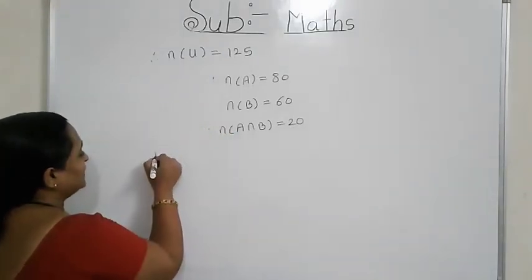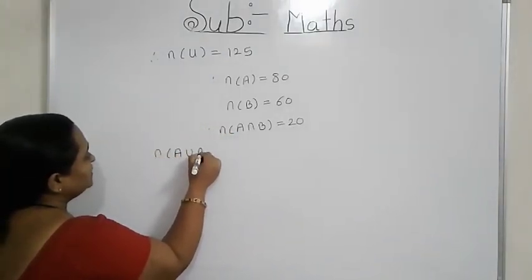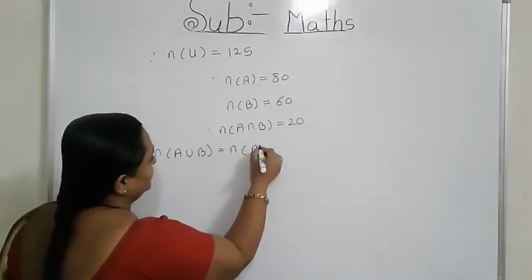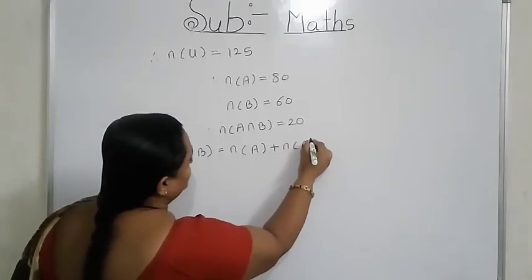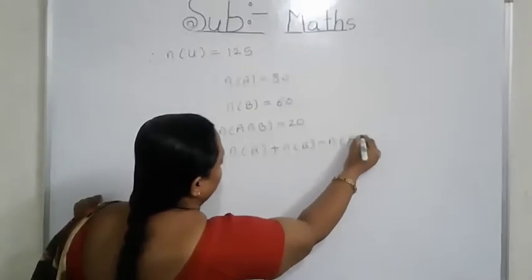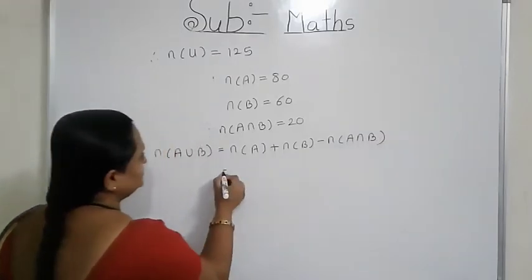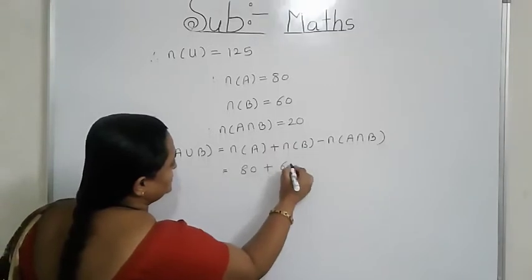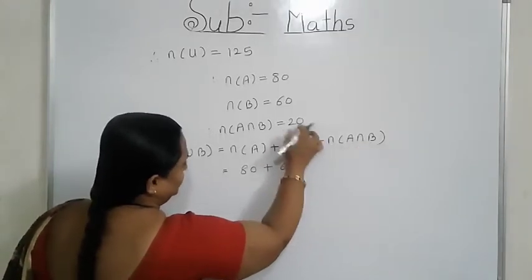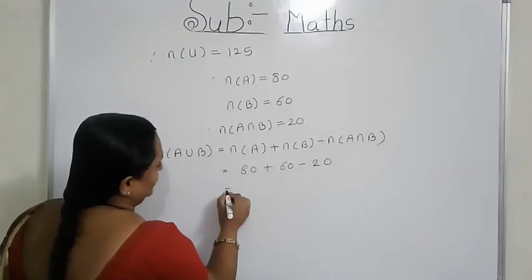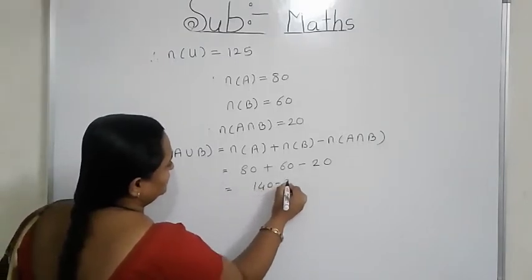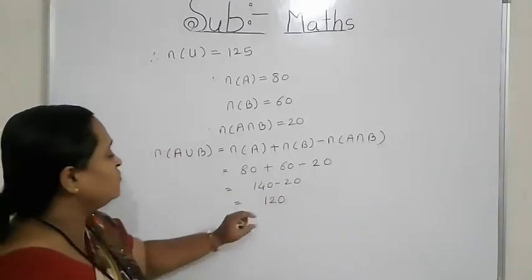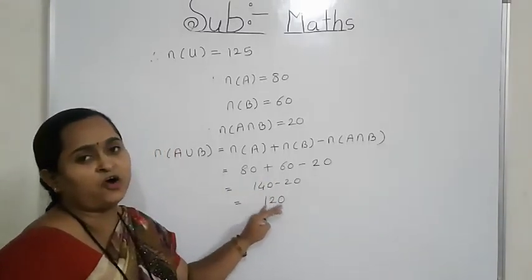Then we have to find n of A union B by using the relation n of A union B is equal to n of A plus n of B minus n of A intersection B. Now n of A is 80 plus n of B is 60, n of A intersection B is 20. 80 plus 60 is 140, minus 20, the answer will be 120. Means 120 students drink tea or coffee.